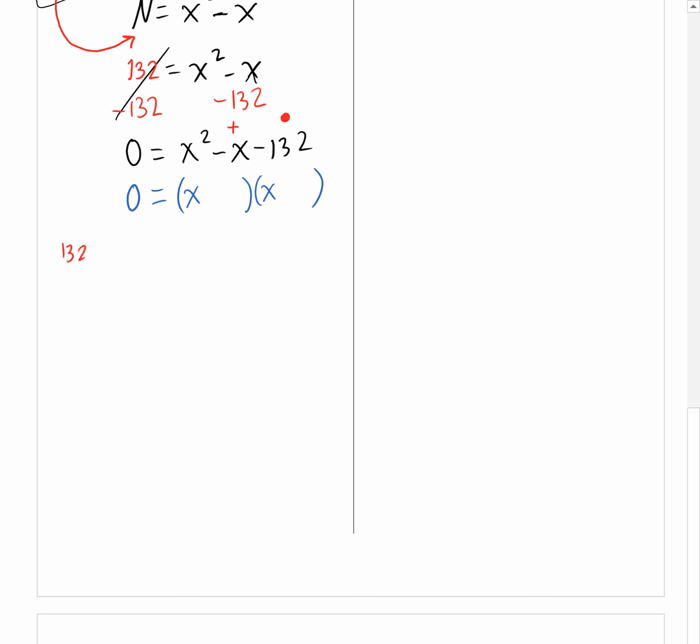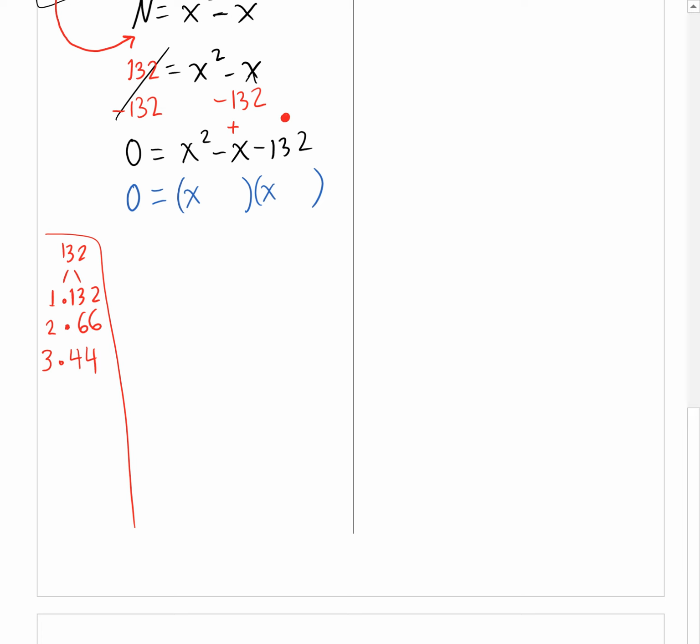132? Well, I know 1 times itself is 132, but there's no way those are adding up to negative 1, no matter which of those I make negative and which I make positive. 2 can go into 132 66 times. Wow, that's a lot. Can 3 go into 132? Yes, 44 times, I believe. But there's no way any of these are adding up to negative 1, no matter which I make negative or positive. I have to keep going.